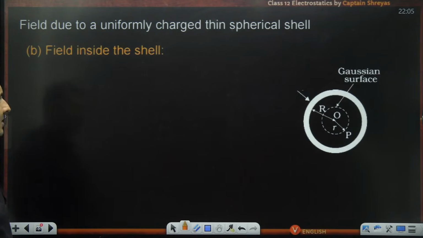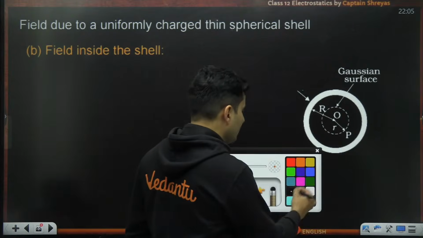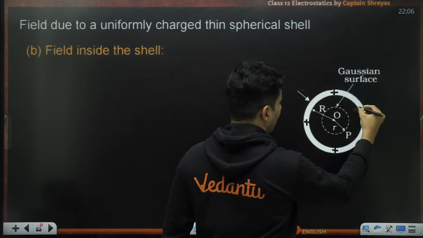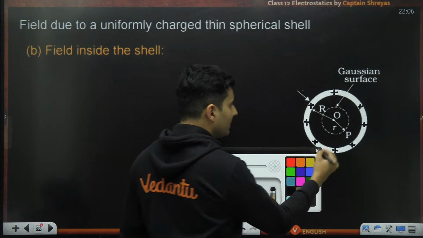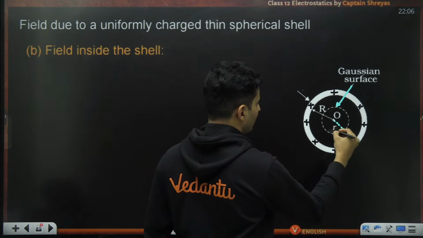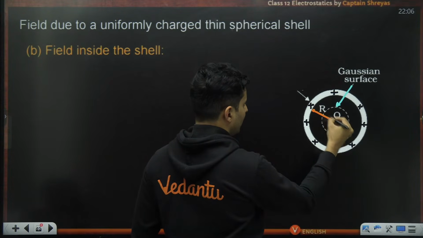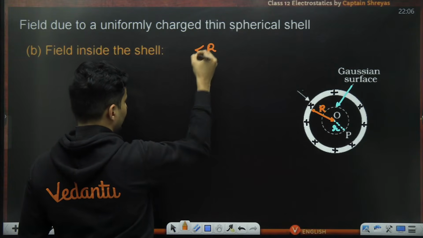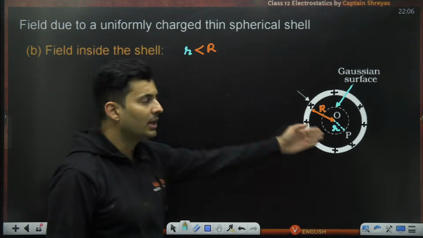But when you go inside, things will change. For example, if you are inside a shell, remember the charges are only there over here, nowhere else. So if somebody decides to make this their Gaussian surface, this is your small r, and this is the radius of the shell, capital R. So capital R is more than small r, or small r is less than capital R.